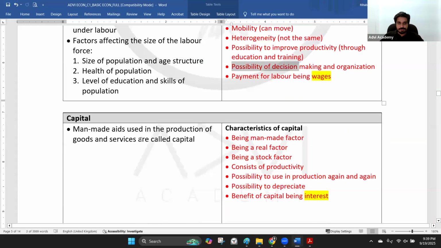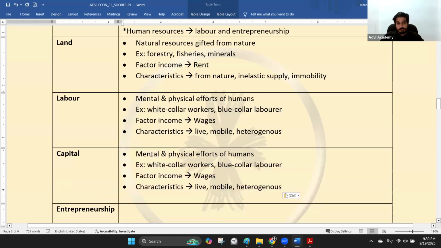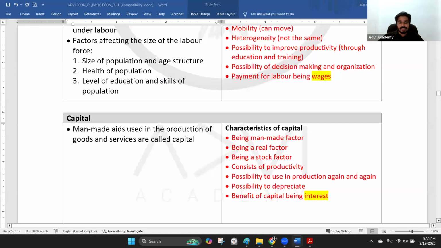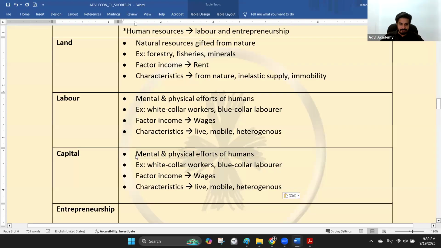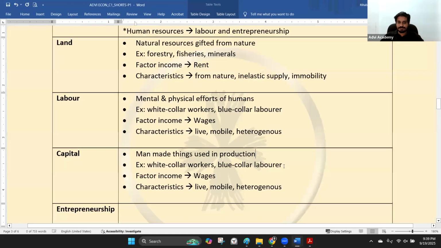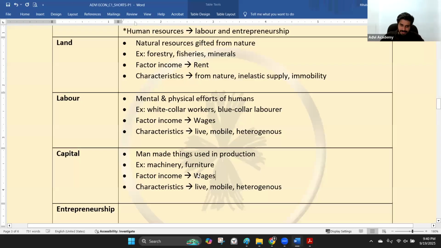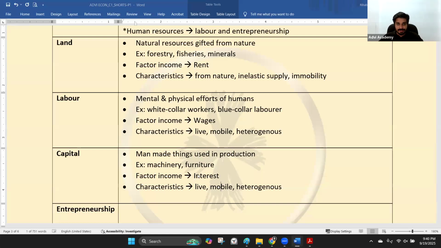Then we come to capital. Capital, what do you mean by capital? All the man-made things, artificial things, man-made things used in production. Right? Example, machinery, furniture, goods. These are all different kinds of examples that is there. We'll come to that. And the income that we can generate using this is called interest.